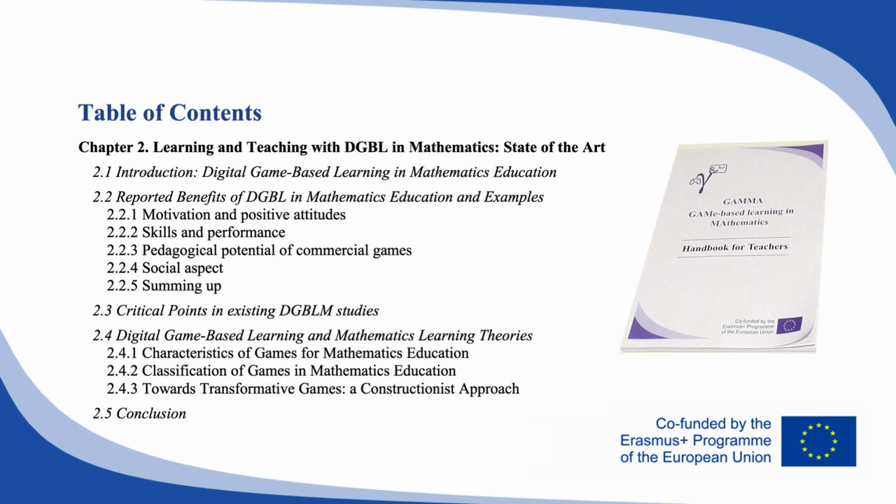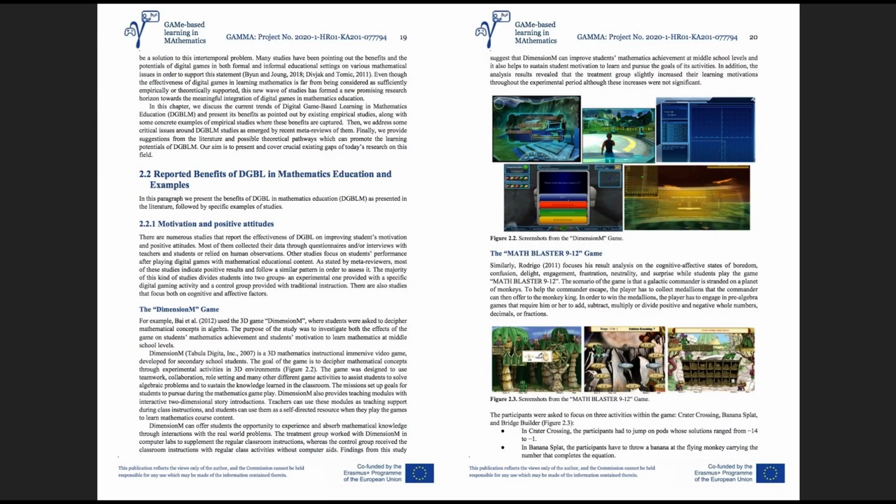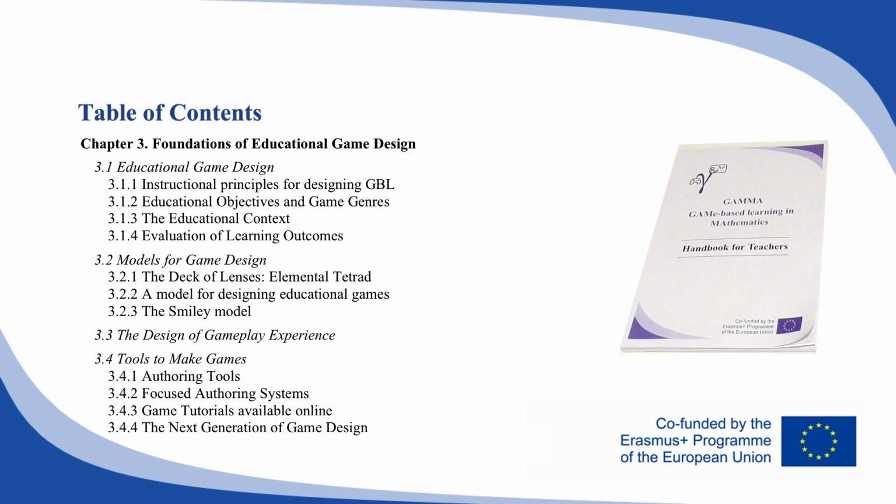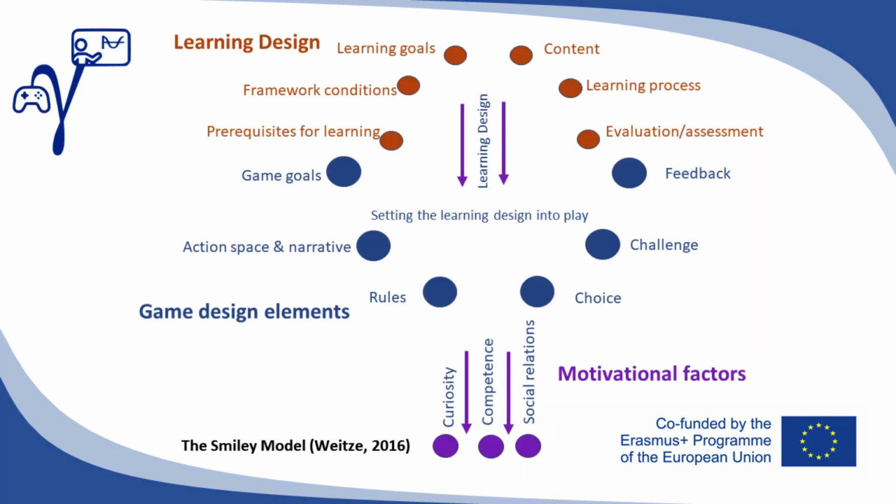Chapter 2 is about the state of the art on learning and teaching with digital game-based learning in mathematics. This chapter describes the current trends, its benefits and issues, along with some concrete examples of empirical studies. Chapter 3 describes the foundations of educational game design. It includes a discussion of pedagogical and game design models, as well as different kinds of authoring software tools.